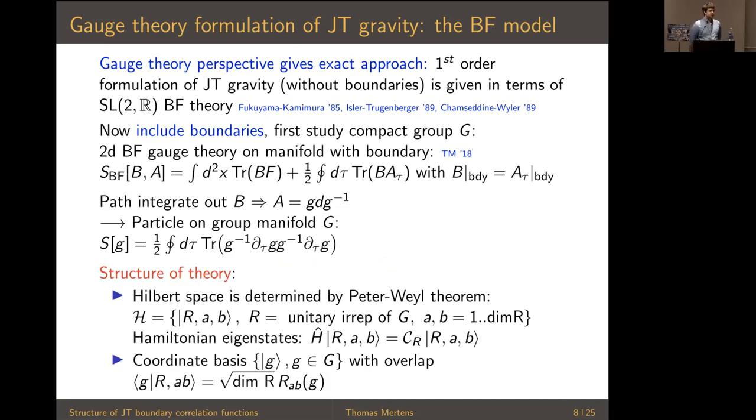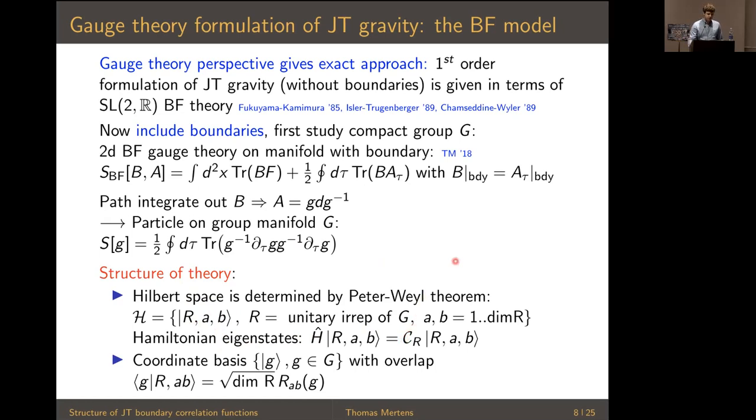Now, the structure of this theory is well known. So first of all, the Hilbert space is fully determined by the Peter-Weyl theorem. In particular, it is spanned by these eigenstates which are labeled by going through all the unitary irreducible representations of the group G, and A and B, which are indices that run through each of these representations. So this is the representation basis. And they diagonalize the Hamiltonian, as you can easily show, because the Hamiltonian is just the quadratic Casimir in this representation.